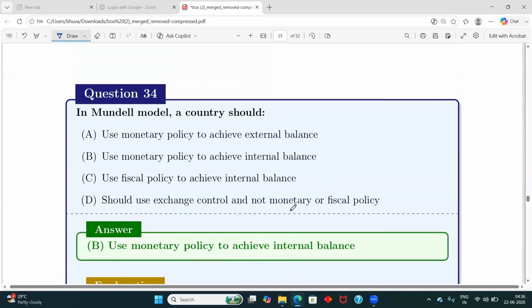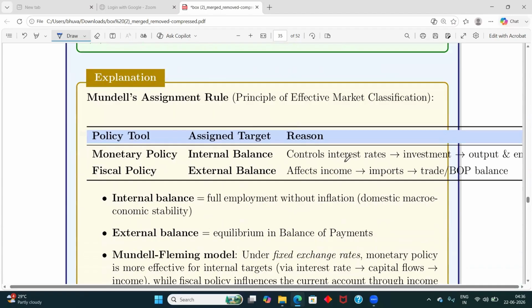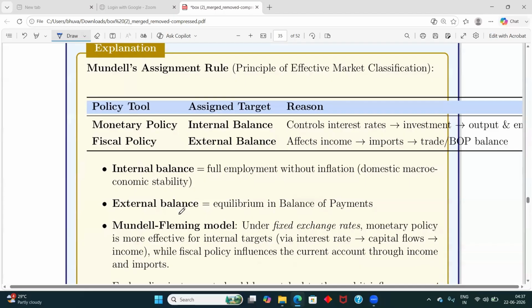So question is talking about what a country should do in Mundell model. Reason is control interest rate, and when the interest rate is decrease, investment is increase, so output will increase in AD equation. Fiscal policy affects income, it leads to imports and balance of trade and terms of trade. Let's see internal balance. Full employment without inflation, domestic macroeconomic stability, external balance, equilibrium in balance of payment. It is most important for external balance condition.